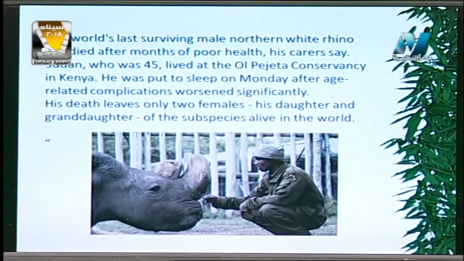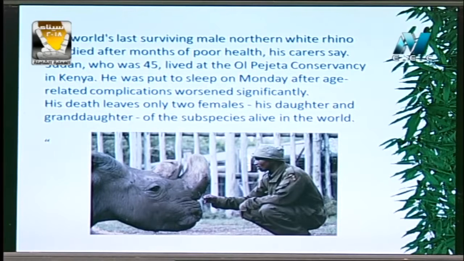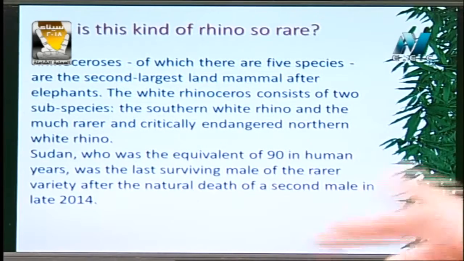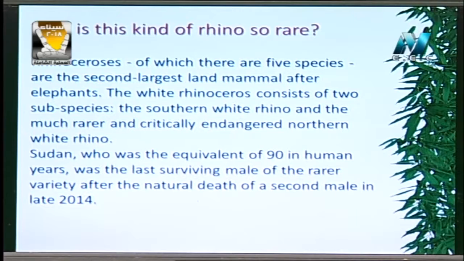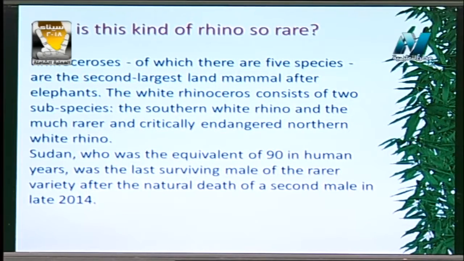His death leaves only two females, his daughter and his granddaughter. This means that, not having a male, they are extinct. Why is this kind of rhino so rare? Rhinoceroses, of which there are five species, are the second largest land mammal after elephants. The white rhino consists of two subspecies, the southern white rhino and the much rarer and critically endangered northern white rhino. So here we have lost the last northern one.